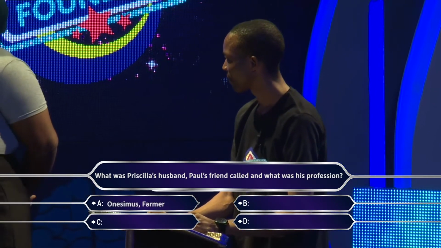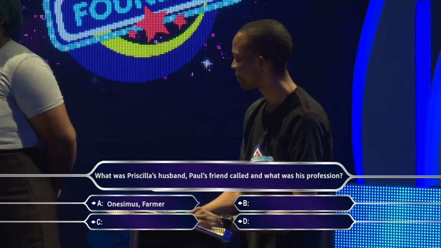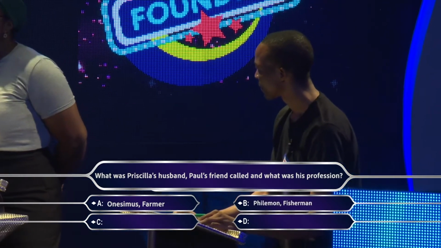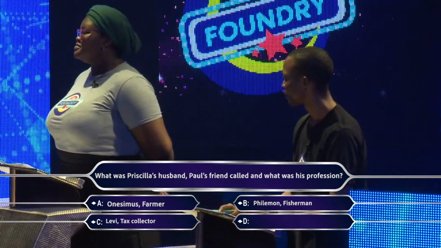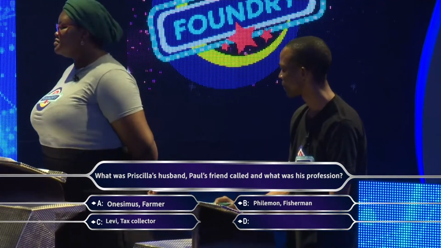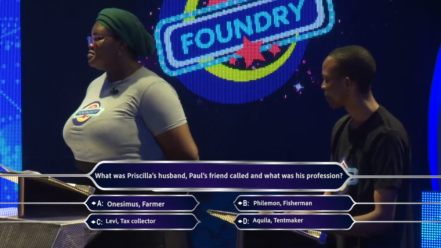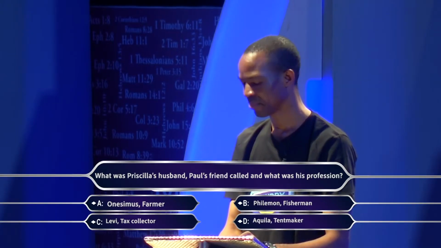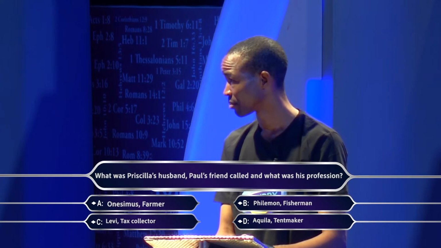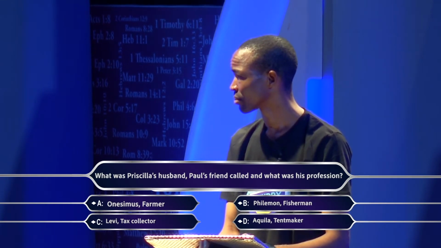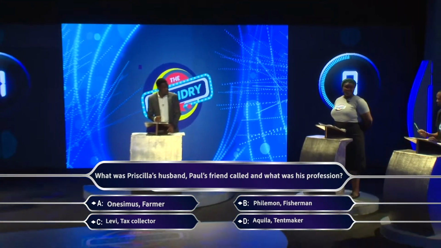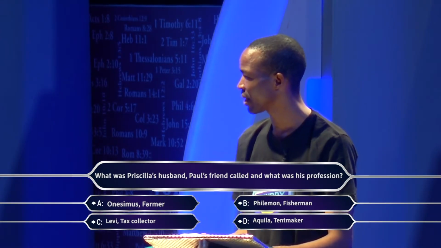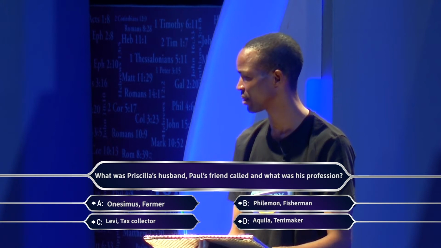A, Onesimus, farmer. B, Philemon, fisherman. C, Levi, tax collector. D, Aquila, tent maker. A. A, incorrect. And you have that opportunity. I didn't hear you. I said A, that is Aquila, tent maker. Oh, tent maker. Okay, that's what you meant.